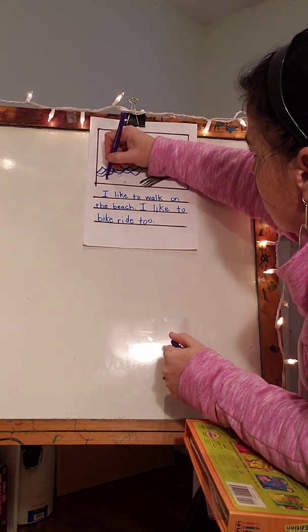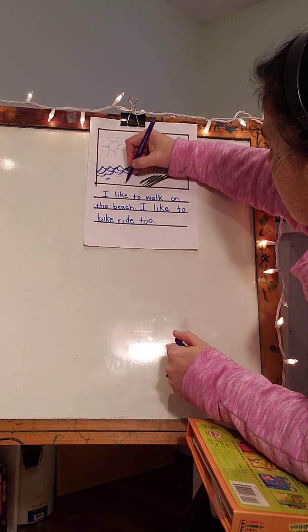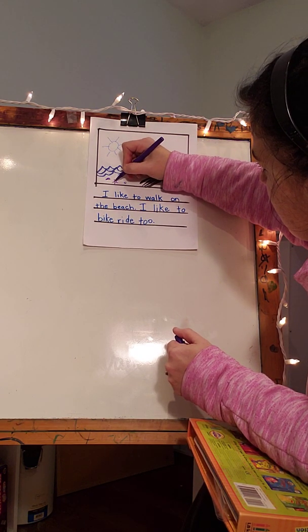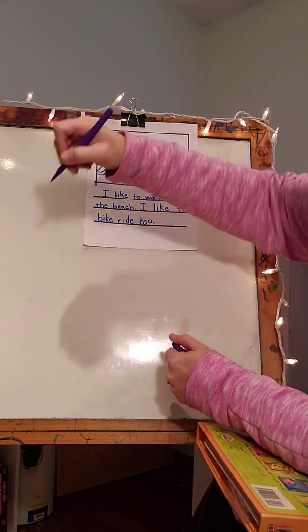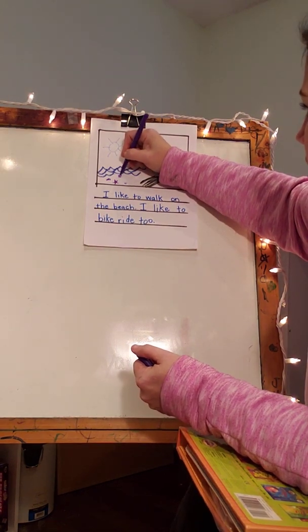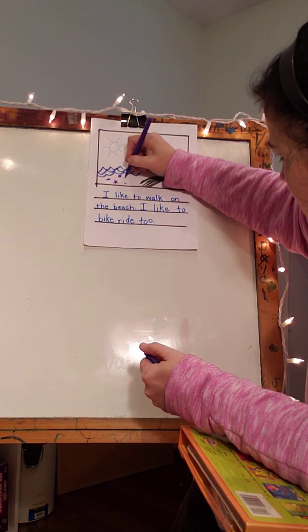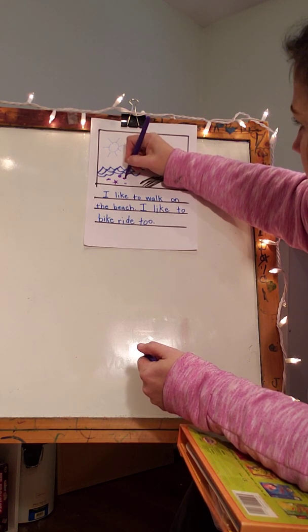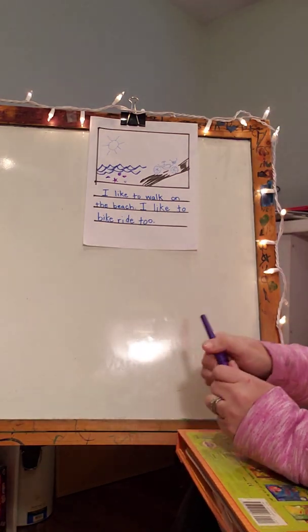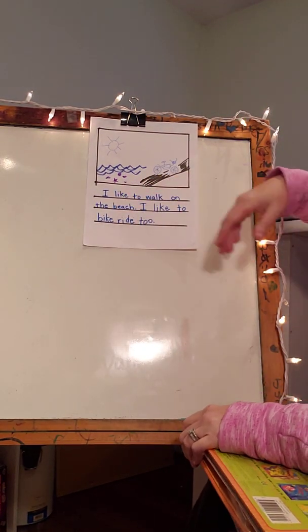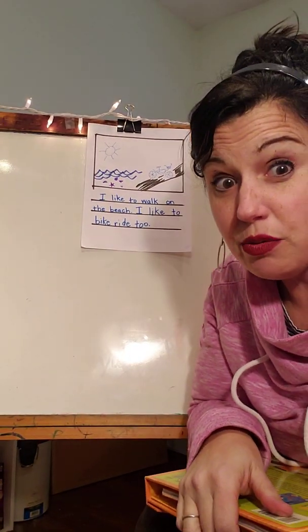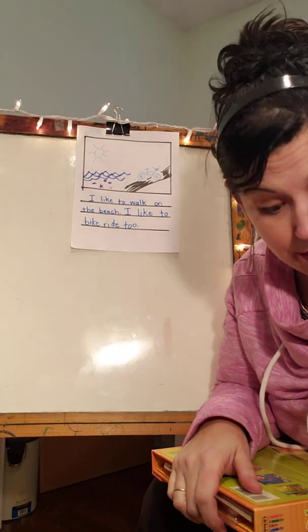maybe this shell's purple, and here's another one. Sometimes you can find a sea star. And here's another shell. They're all different shapes. So I added some more details to this picture too. You know what? Just taking a few more minutes can make a big difference in my writing.